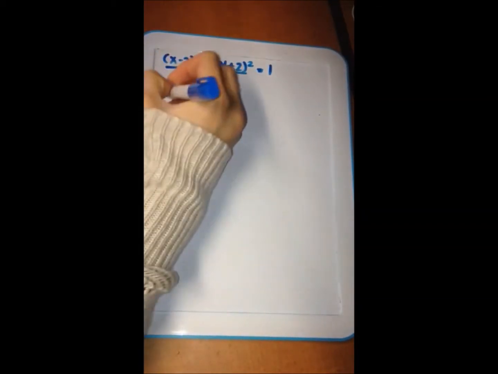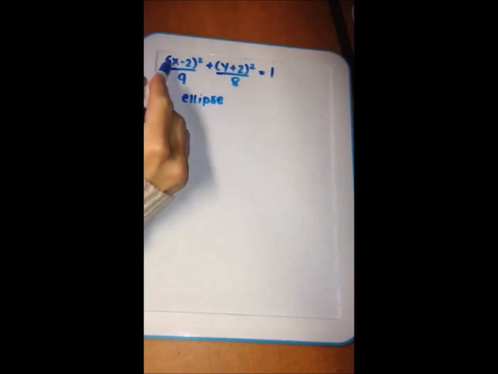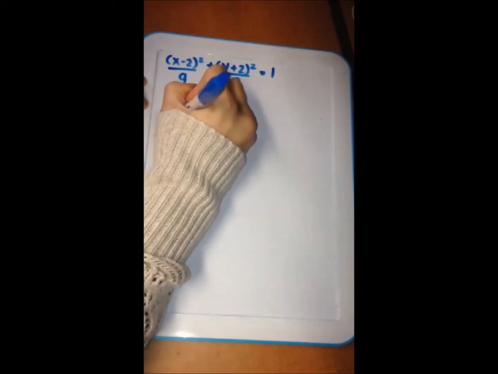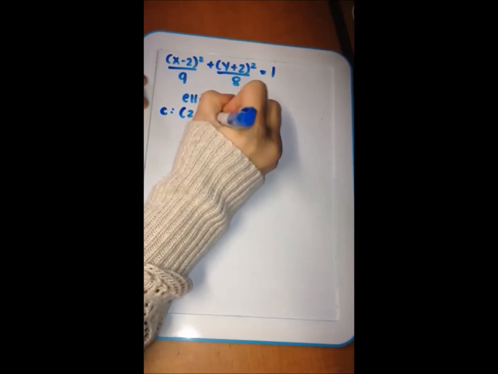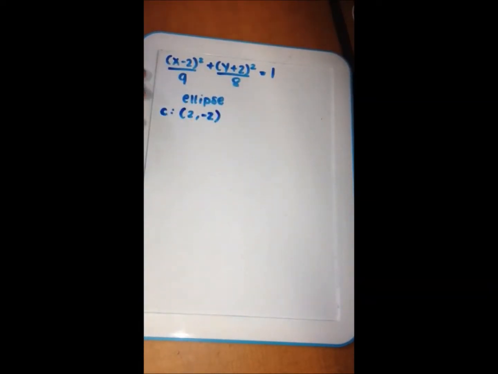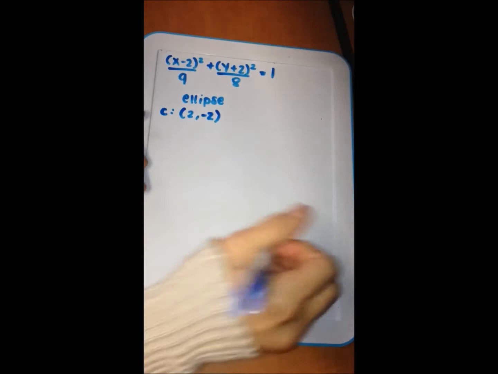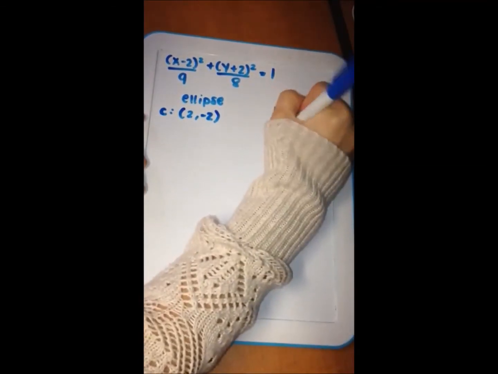First, what we're going to try and find is our center. And so x minus 2 is the same thing as x equals 2, and y plus 2 is the same thing as y equals negative 2. So our center is at (2, negative 2). So we can start our graph over here.